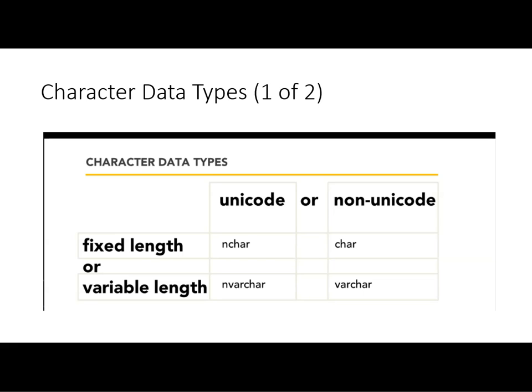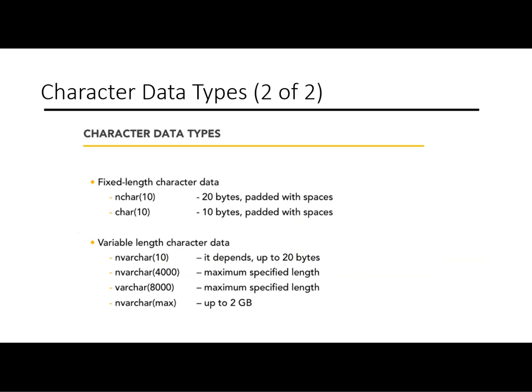So if I select something that says nchar or char 10, it expects 10 characters and no more. If I provide something less, the rest of it will be padded with spaces. The variable one is just like the name says, variable. And if I select something that's 10 characters and I only put in 5, it's going to only take up space for 5 characters.